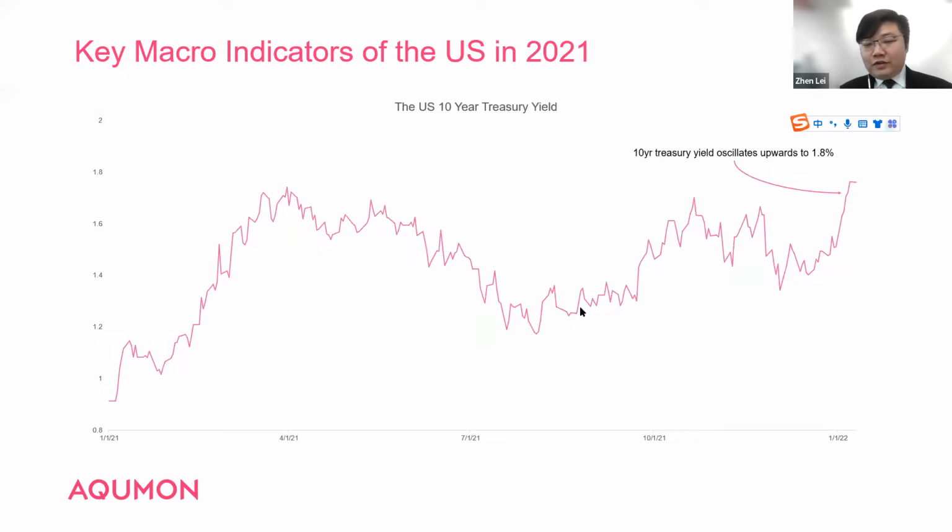And afterwards, in September, when the Fed accepted that the high inflation can be non-transitory, the fear of high inflation went up again, and then we can see that the yield rose again in the last few months and reached 1.8% recently.